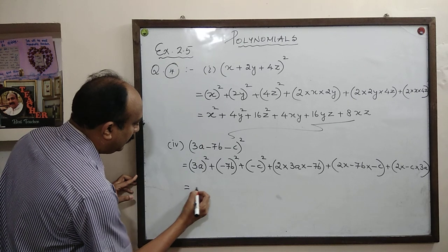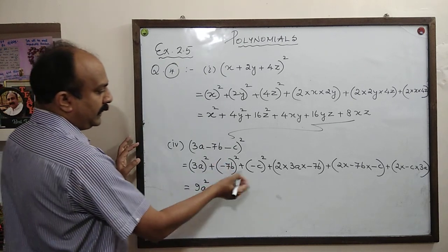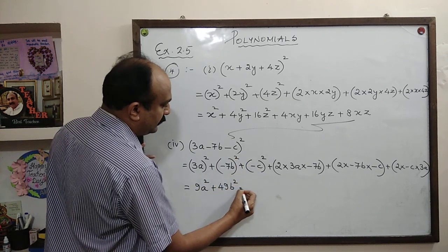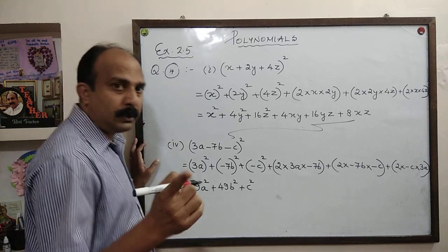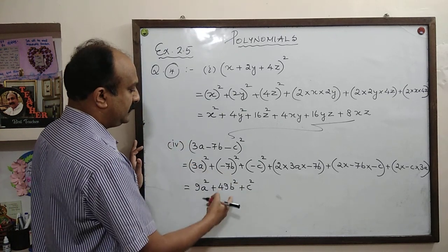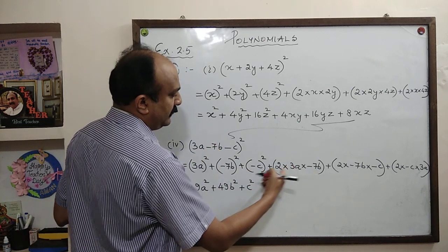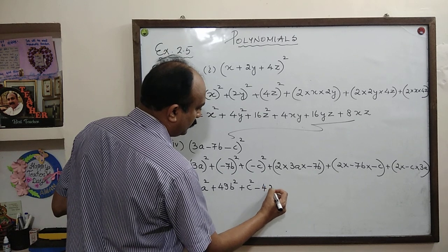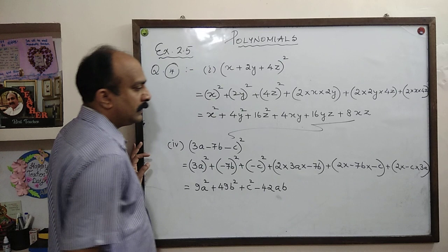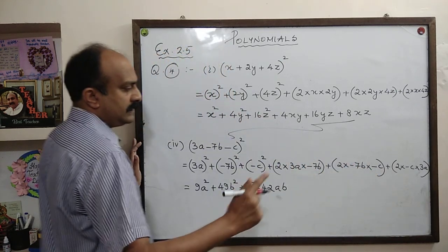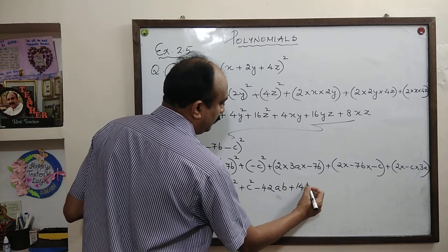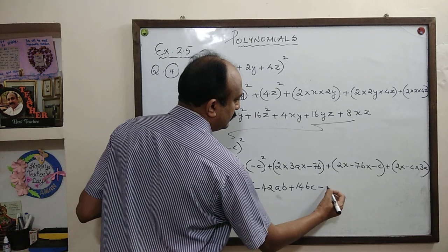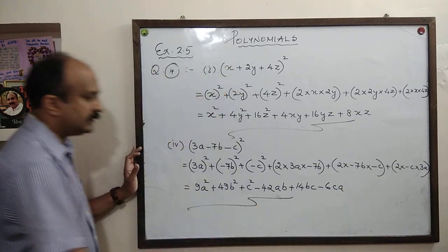Now expand it. 3a the whole square is 9a square, minus 7b the whole square is plus 49b square, minus c the whole square is plus c square. Remember, the square of minus is plus. That way this is plus and this is also plus. Now 2 into 3 into minus 7, plus into minus is minus. 2 into 3, 6, 6 into 7, 42ab. Now there are two minus. Minus into minus is plus. So 2 into 7, plus 14bc. 2 into minus c into 3, plus into minus is minus 6ca. So this is the answer.